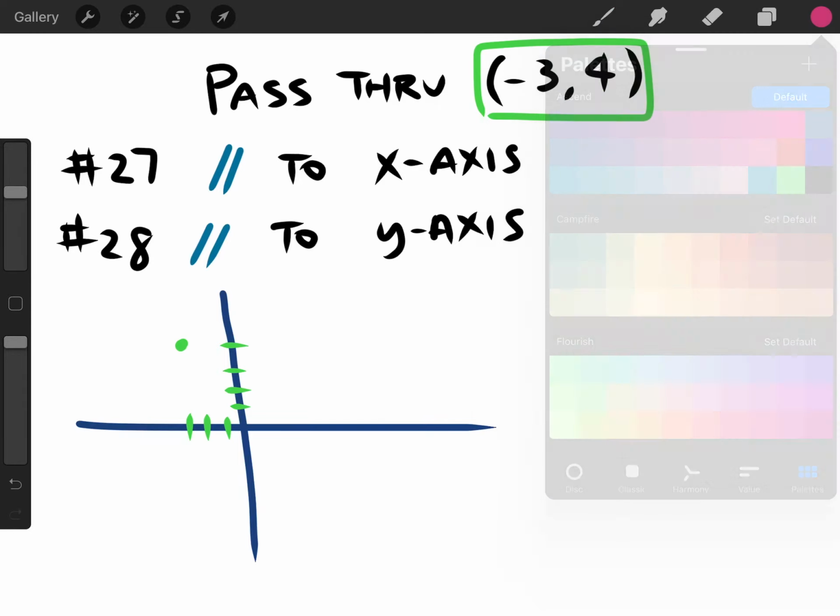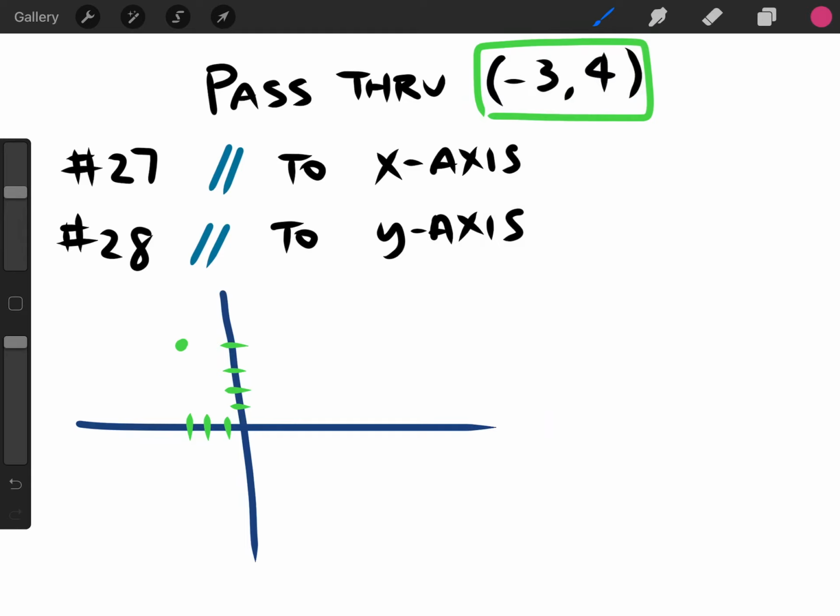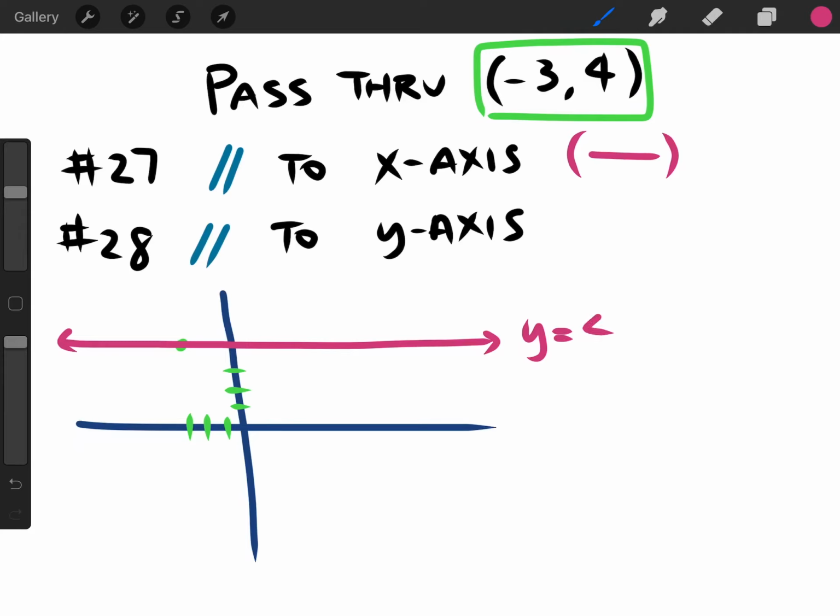So let me use different colors for 27 and 28. I'm going to use pink for 27. They said that it's parallel. This is the symbol for parallel. It's parallel to the x-axis, which means it's going to be something like this. So the equation for this one is going to be y passing through 4, right? So y equals 4. You have to write it in the form stated at the top, which is ax plus by plus c equals 0. So all you need to do is set it equal to 0. Subtract 4 on both sides, so y minus 4 equals 0. That's your number 27.